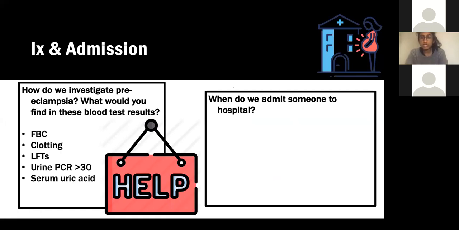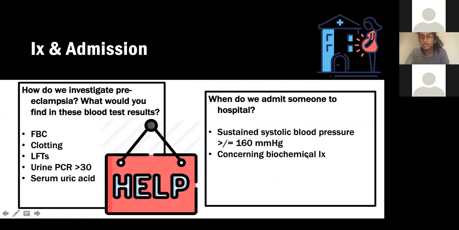Fetal distress, over 160, uncontrolled blood pressure, good. So BP. These are the main things. Yeah, so sustained systolic blood pressure of over 160.